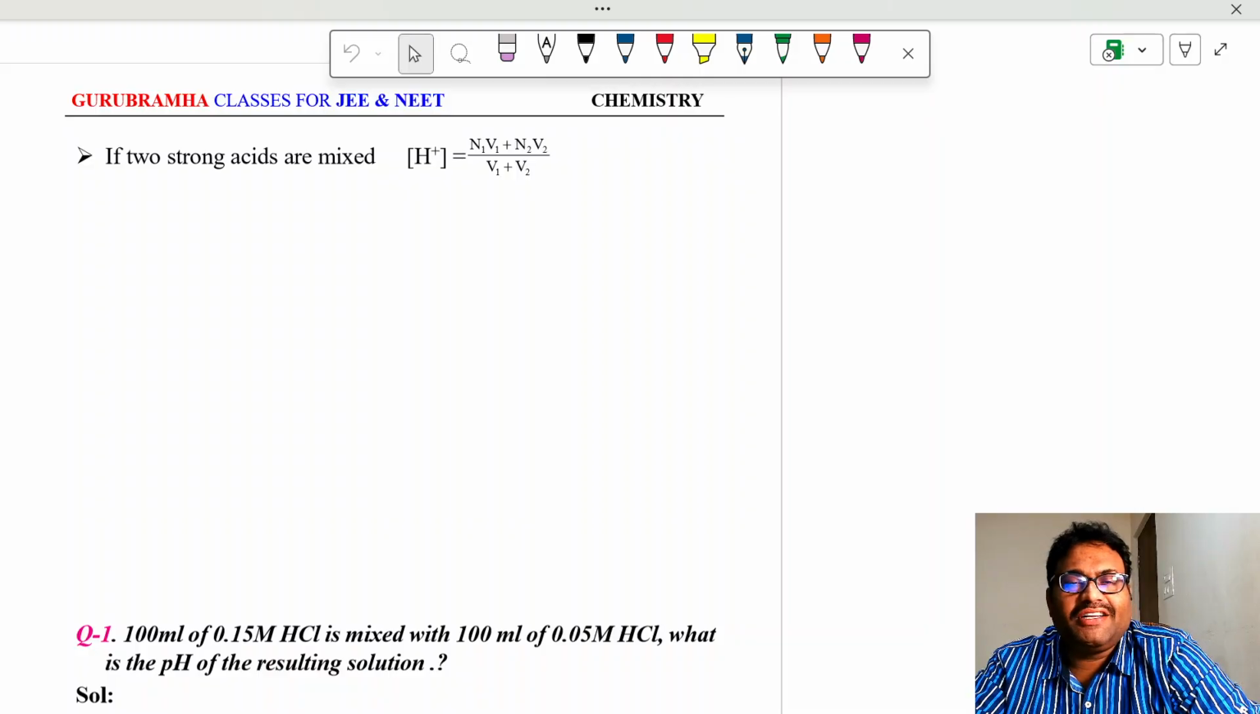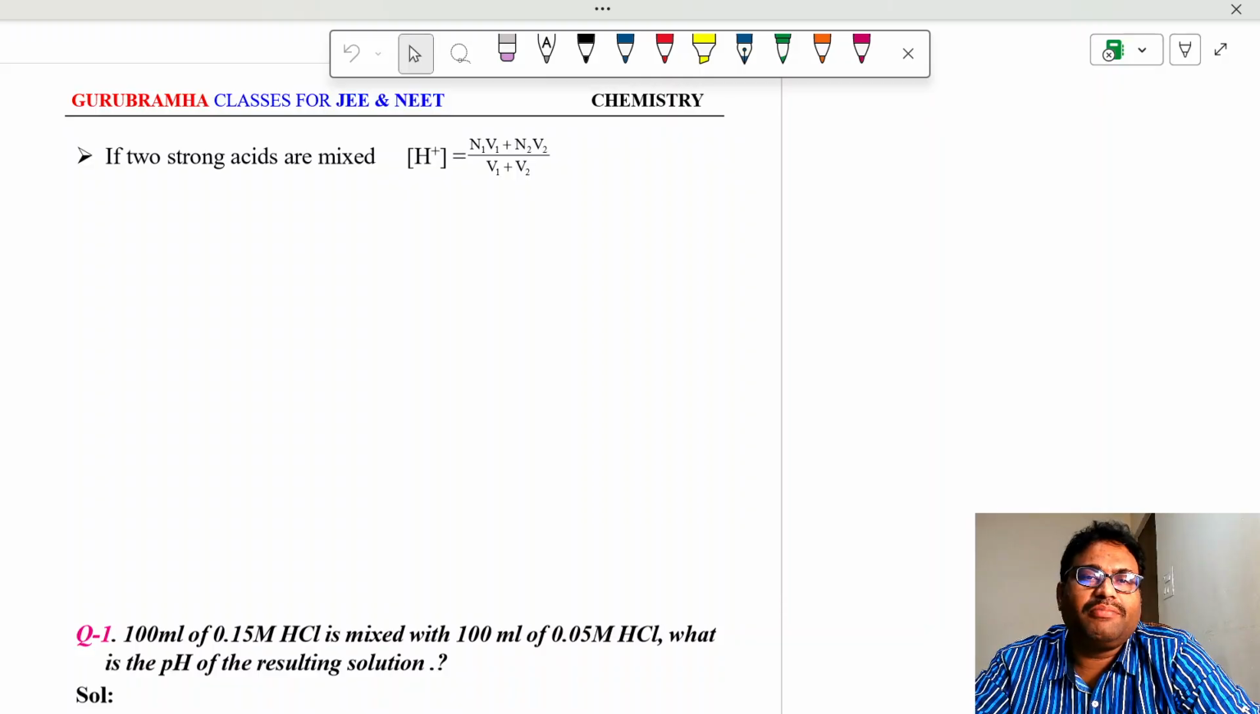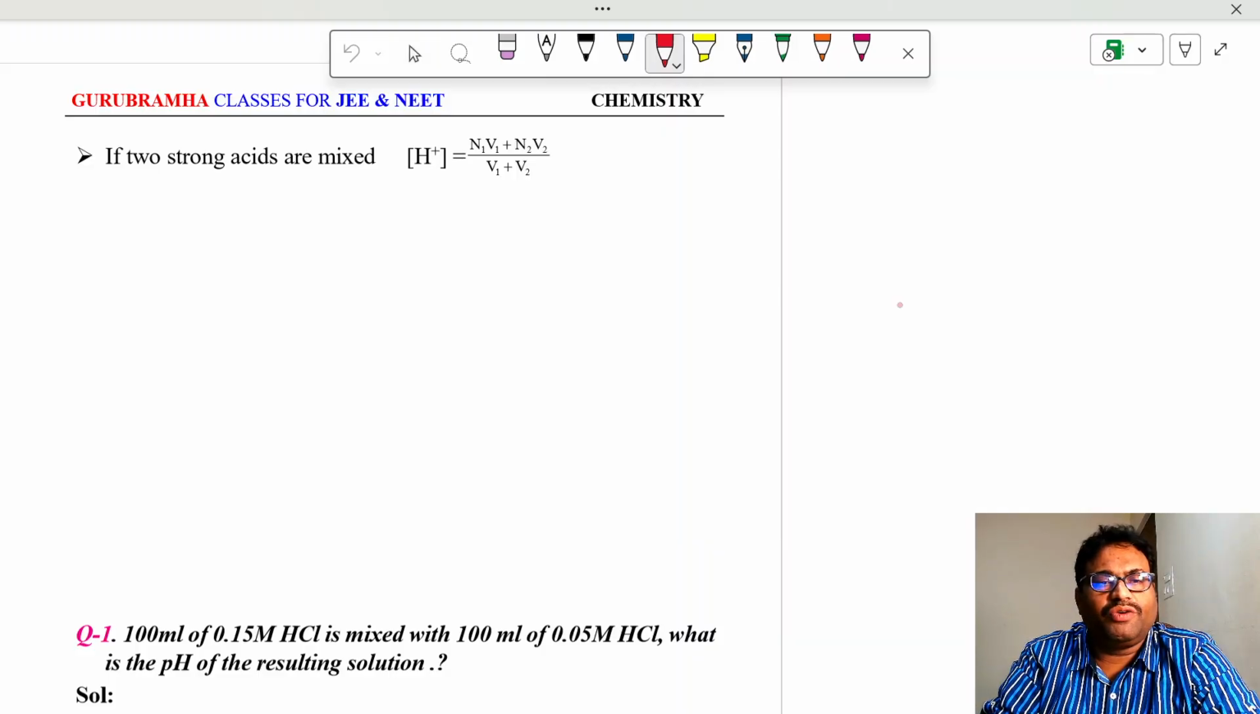We are in the chapter Ionic Equilibrium, and in this session we are going to learn about calculation of pH value for a mixture of solutions. Right? Let's start the session. So what is given here?